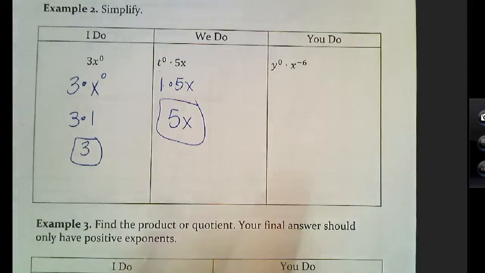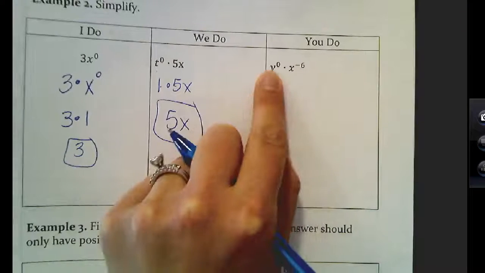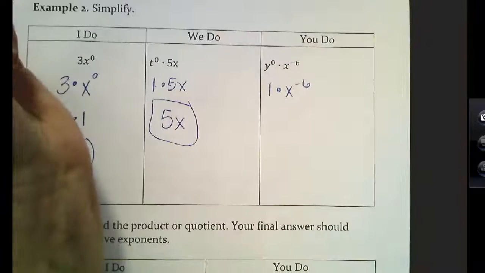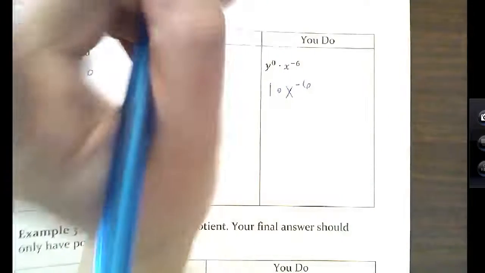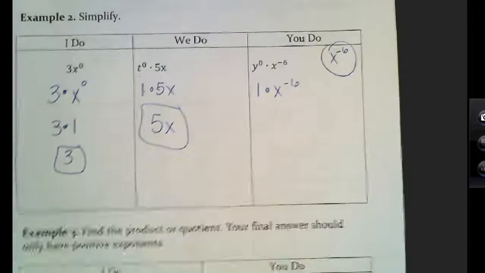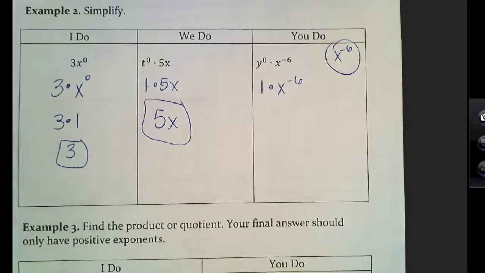Yep, very good. Now let's look at this one. What is y to the 0 power? 1. So I'm going to write 1 times x to the negative 6th power. Now, for our final answer, a lot of people are tempted to just write x to the negative 6th power and call it good. Not a good idea.